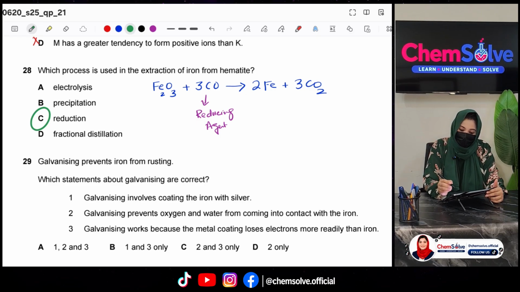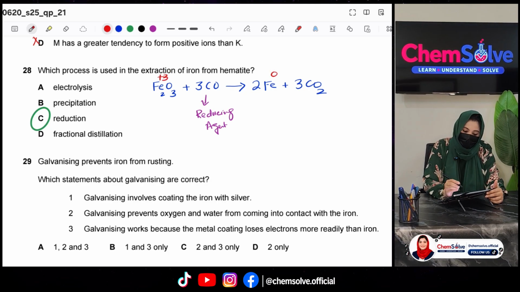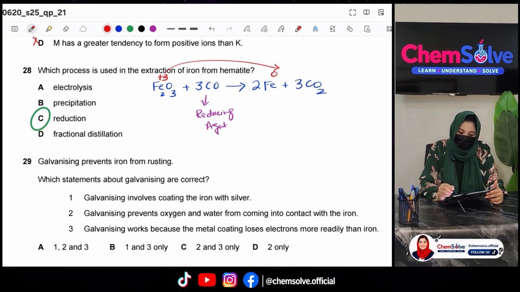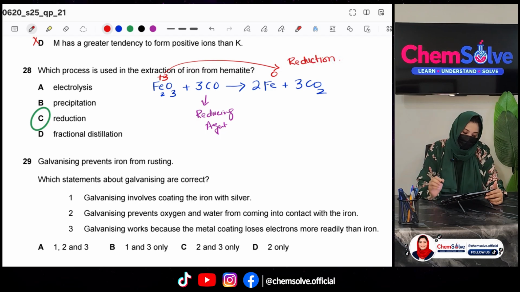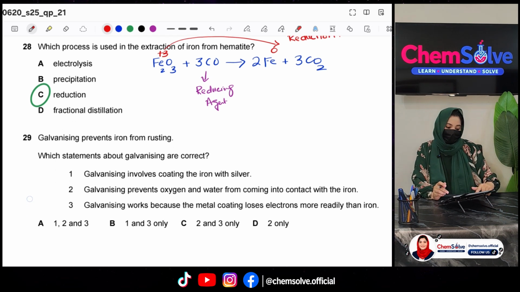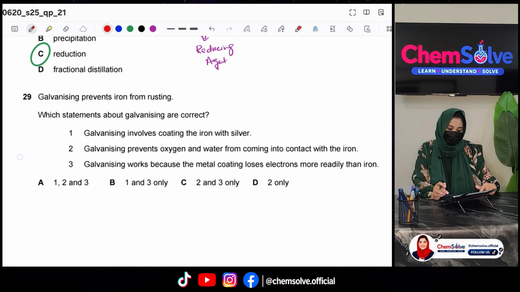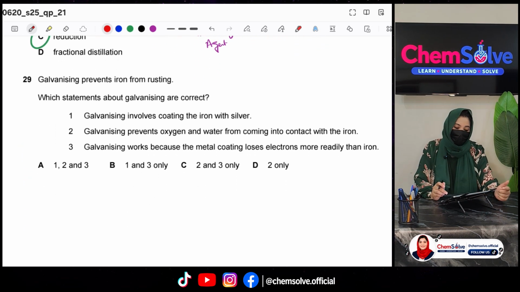Iron was in the positive 3 oxidation state here and it is 0 here. So from positive 3 to 0, there is a decrease in oxidation number. So this is reduction. Okay, so for question number 28, the correct option is option C. Now let's move towards question number 29.